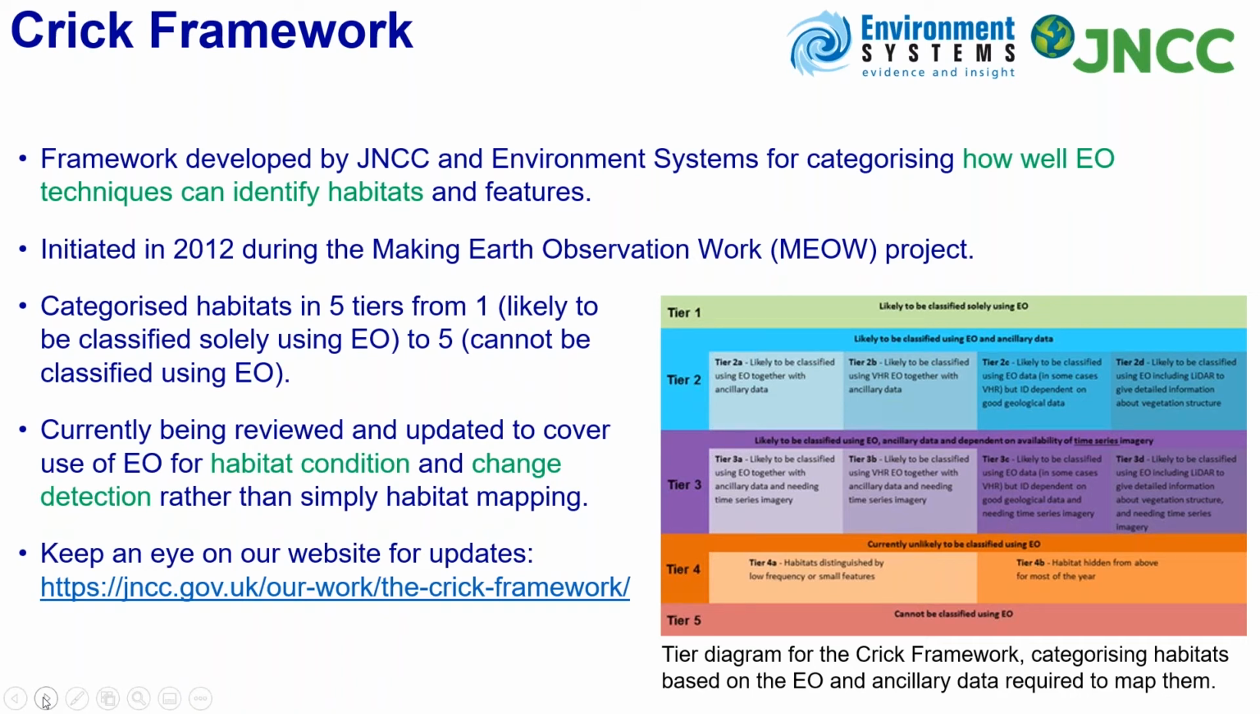So research in this area first started in 2012, and categorized habitats into 5 different tiers. So from tier 1, which could be classified solely using EO, so that might be things like, say, some forest habitats, to 5, which cannot be classified using EO, which might be things under a tree canopy or inside a cave or something, or very deep sea habitats.